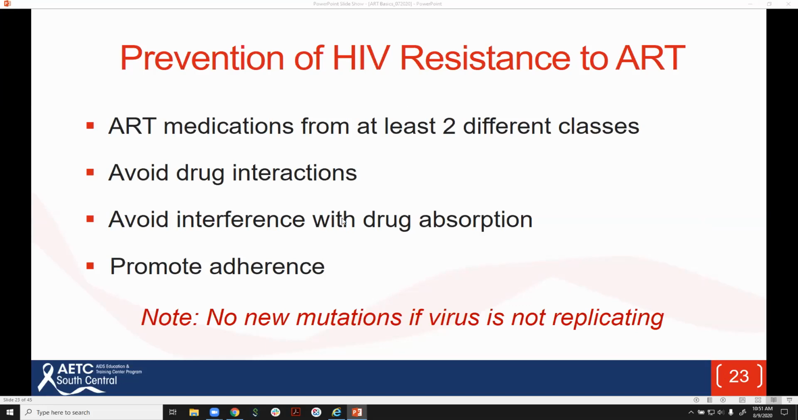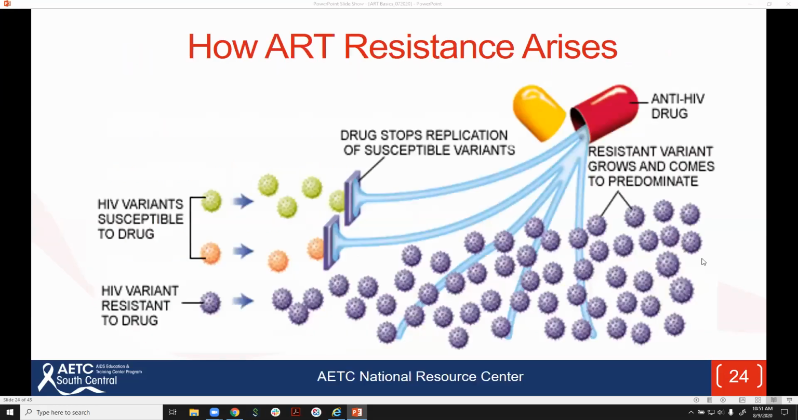Again, if our HIV viral load is undetectable, and you're taking your medications regularly, then there are no mutations if the virus is not replicating. And so that's really key. So one of the ways we prevent HIV resistance is to continue to have that undetectable viral load.